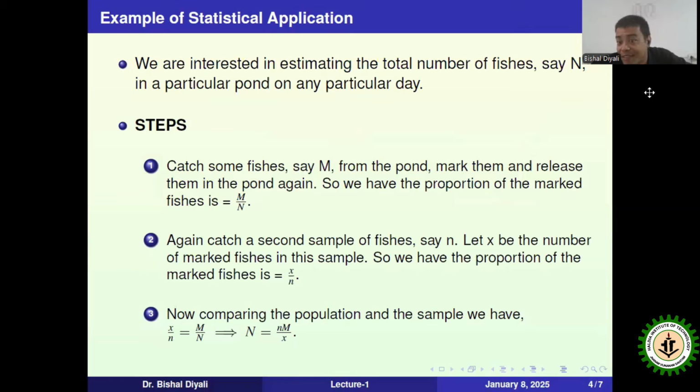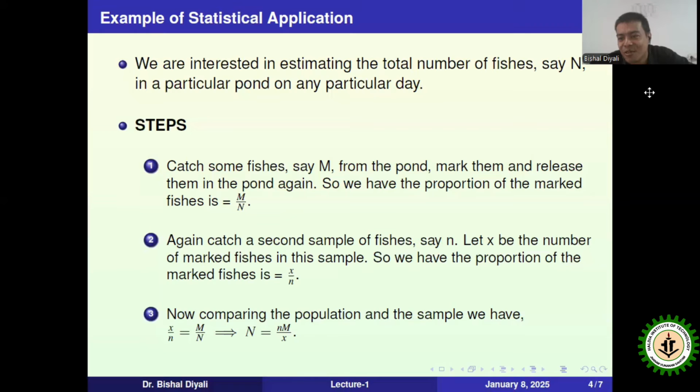First, you catch some fishes and mark all the fishes that you caught the first time. Count the total number of marked fishes, M, and throw them back into the pond. In that way, we will know the proportion of marked fishes in the pond, which is given in step number one as capital M by capital N.